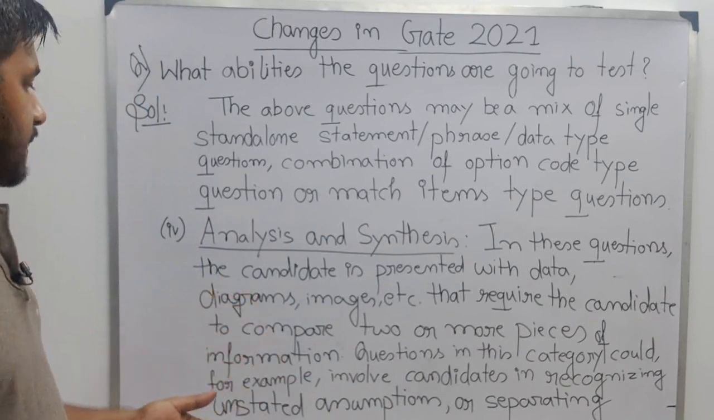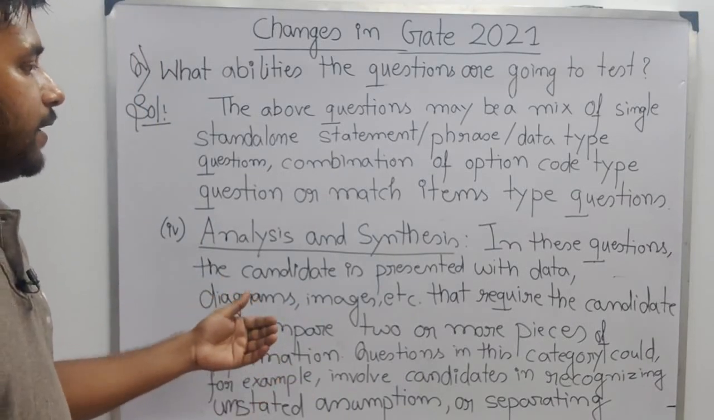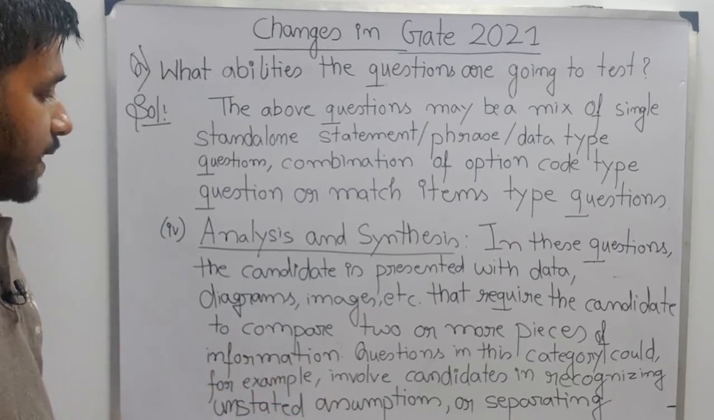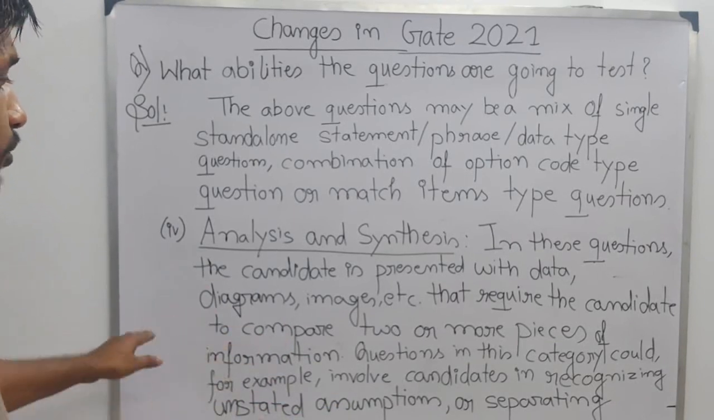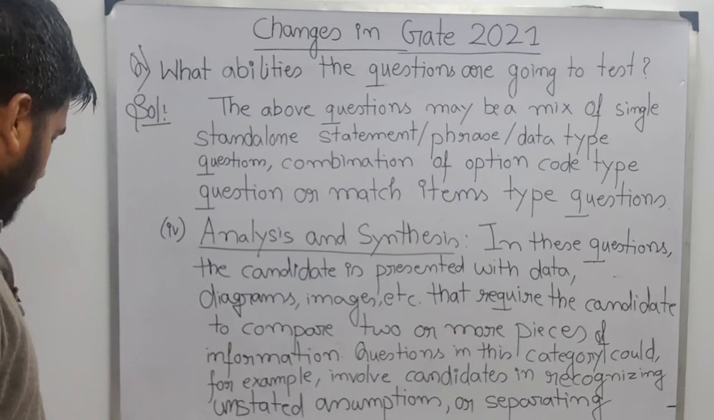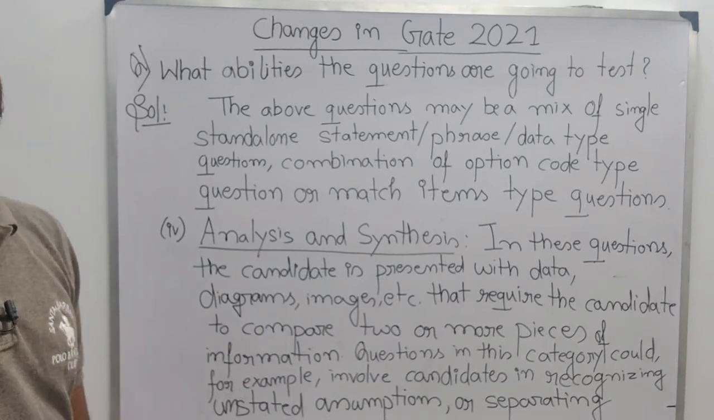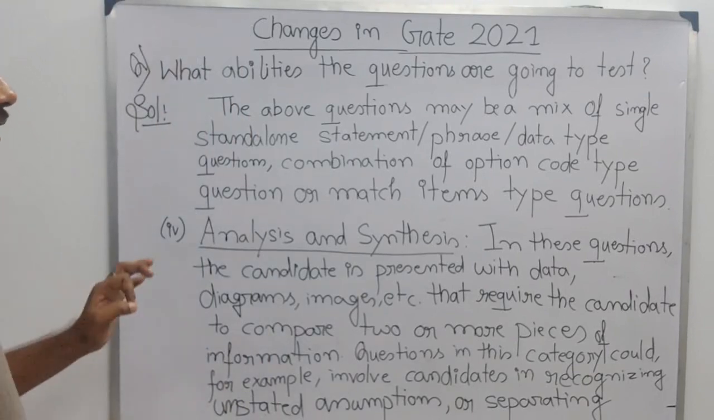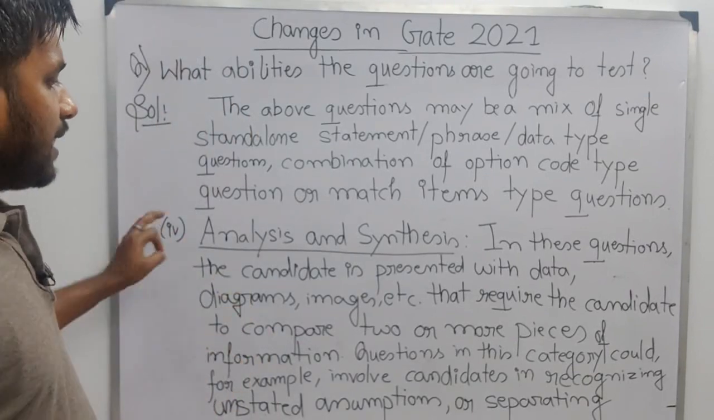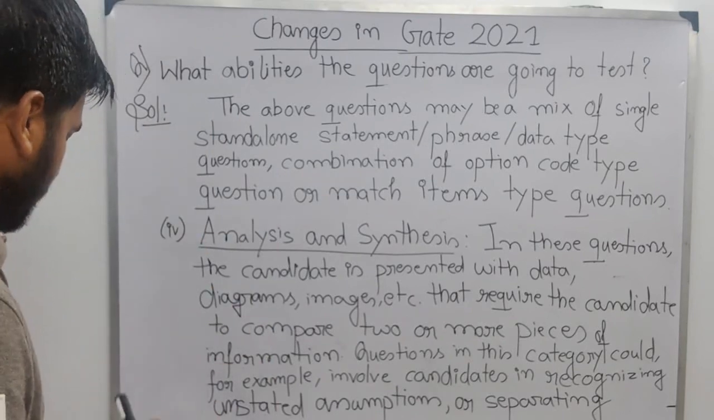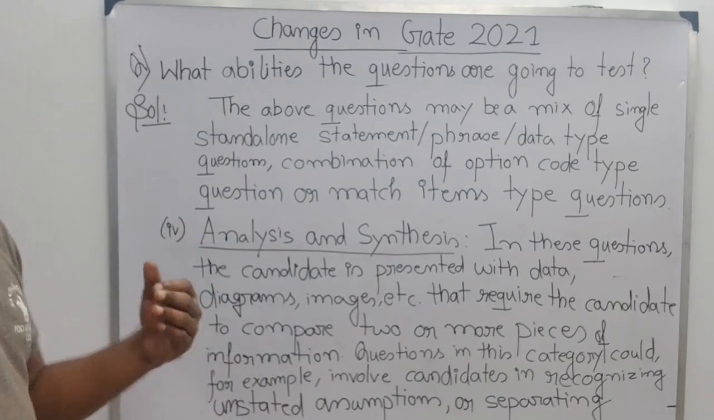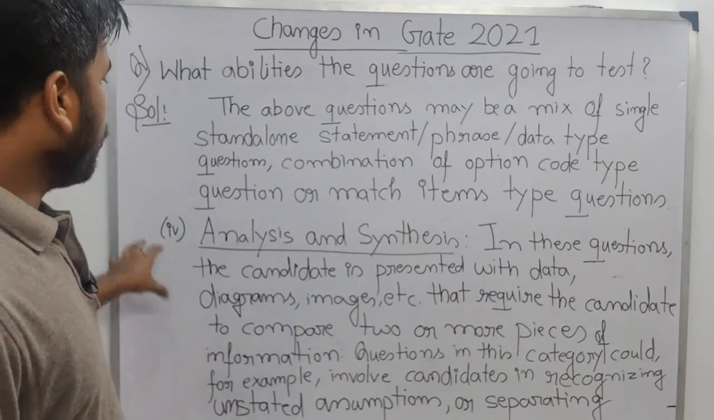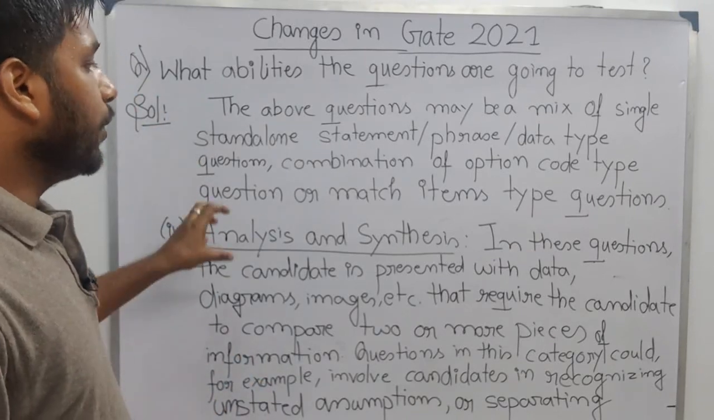So questions in this category could, for example, involve the candidate in recognizing unstated assumptions, so the assumptions that are not given, that you have to recognize, or separating useful information from irrelevant information. Okay, so the last is this. Understood? So these 4 abilities they are going to test.